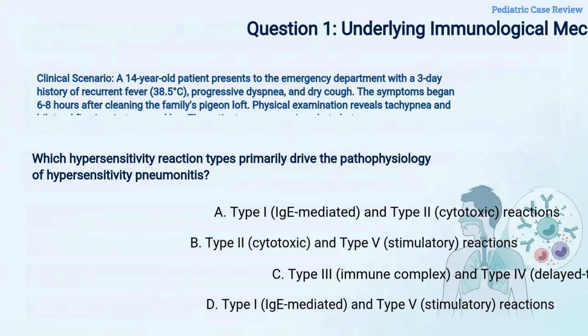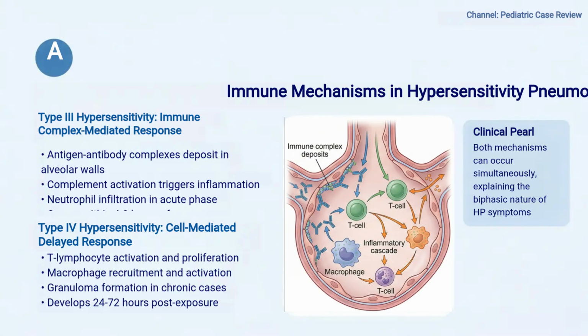Which hypersensitivity reaction types primarily drive the pathophysiology of hypersensitivity pneumonitis? Option A, type 1 and type 2 reactions. Option B, type 2 and type 5 reactions. Option C, type 3 and type 4 reactions. Option D, type 1 and type 5 reactions. The correct answer is option C, type 3 immune complex mediated and type 4 cell mediated delayed reactions.